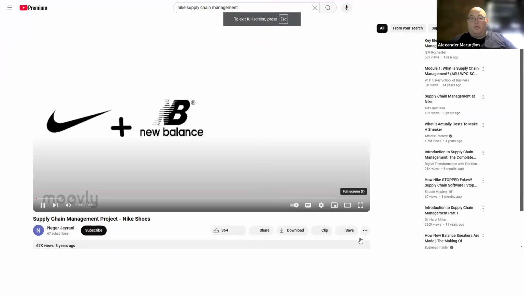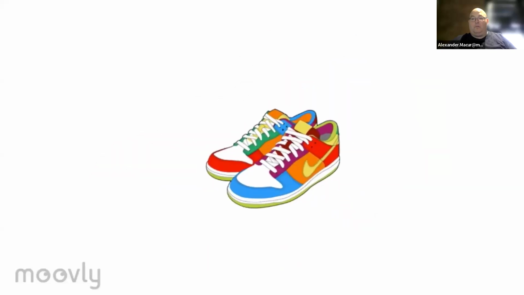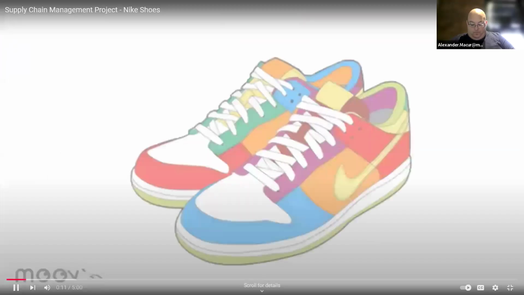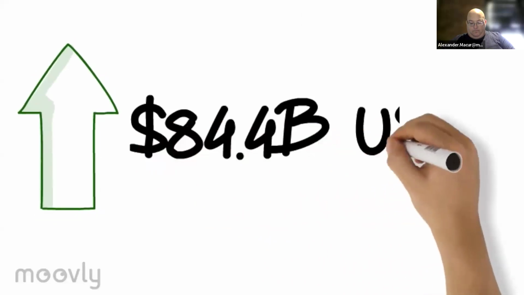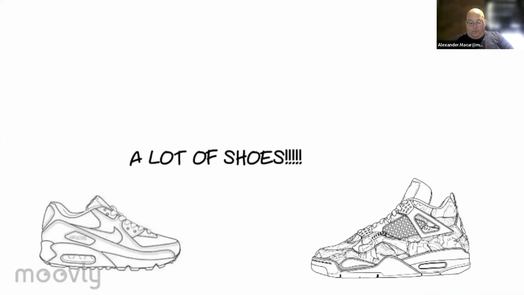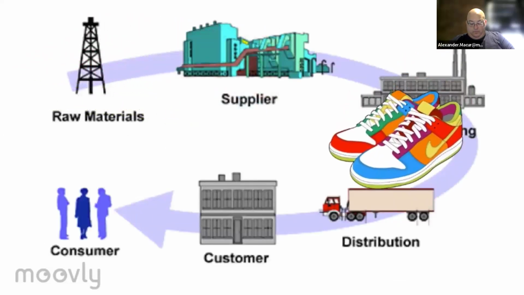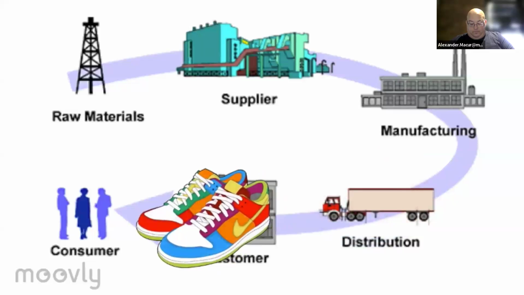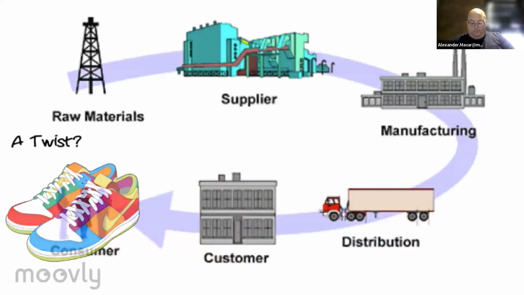Nike, New Balance, and Kanye West. What do these three things have in common? Probably not a whole lot, apart from the fact that they all create running shoes. According to a report by Transparency Market Research, the global athletic footwear market, which was valued at $74.7 billion in 2011, could grow to be worth $84.4 billion by 2018. That's a lot of shoes. So where did all of these shoes come from? The supply chain of running shoes is an interesting area of focus because although it does generally follow the traditional clothing supply chain model, Nike branded shoes specifically have an added twist.